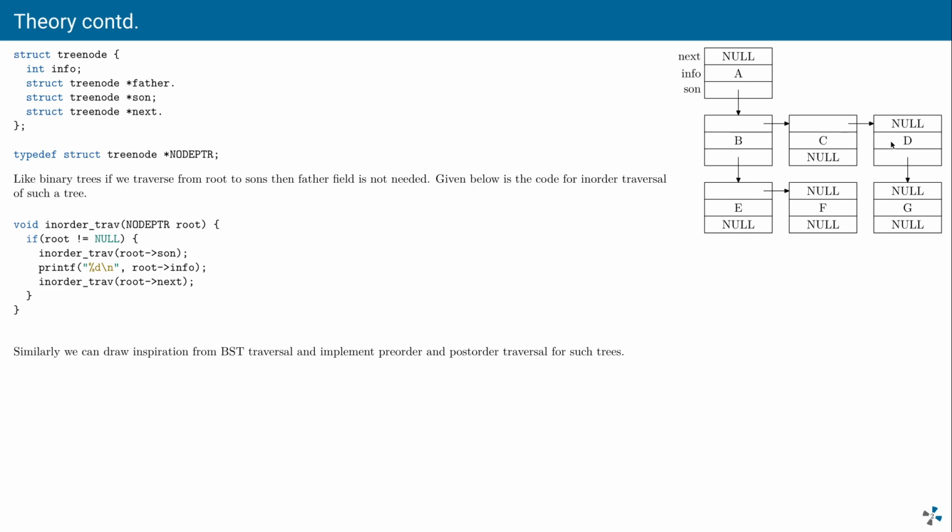D has a son, so it will go to G. G will be printed and then it will come back to D. D will be printed and the stack will traverse back to A and A will be printed. So that's how in-order traversal will work out in this case.